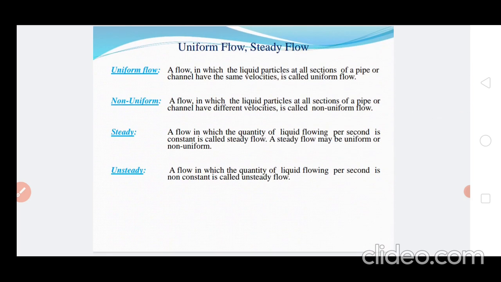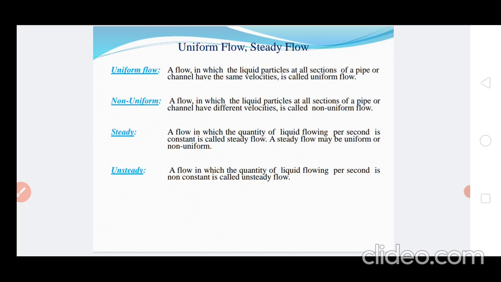Now, uniform flow. What is the definition of uniform flow? When liquid is flowing in a pipe or channel, at any section its velocity will be the same. That is the uniform flow. On the other hand, non-uniform flow, the velocity will be different at all sections of a pipe or channel. That is the non-uniform flow.